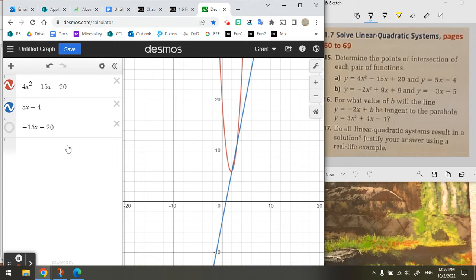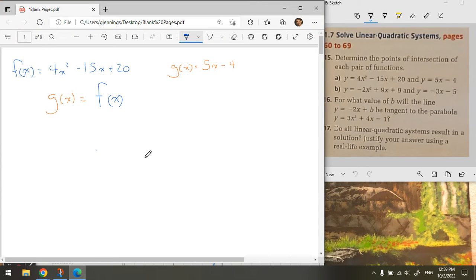From my quick mental visualization, I could really only tell you that it might touch once, 0 times, or twice, but if it does, it would be in the first quadrant. Okay, let's take a look at algebraically how we're going to proceed. So now I copy in my values for g of x. So I say 5x minus 4 is equal to 4x squared minus 15x plus 20. Okay, now this problem is pretty much done. Just solve for x, and then solve for the corresponding y values.